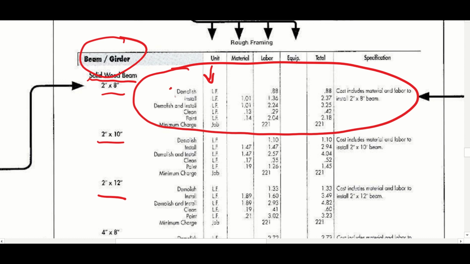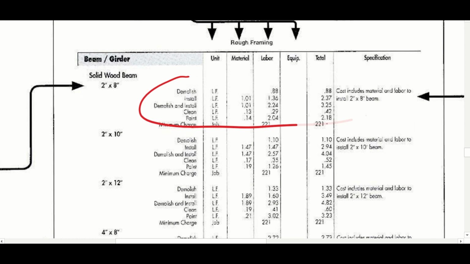We've got the demolish, the installation, and then this one is combined demolish and install. If you add 88 cents and $1.36, you get $2.24. So do not add demolish plus install plus demolish and install, or you'll get double the job cost.